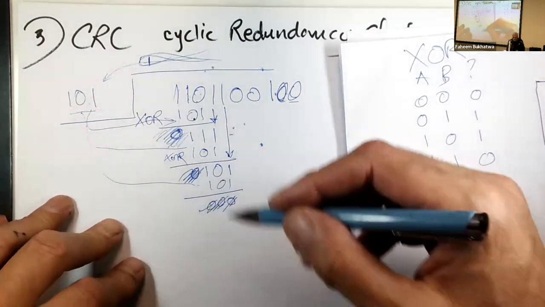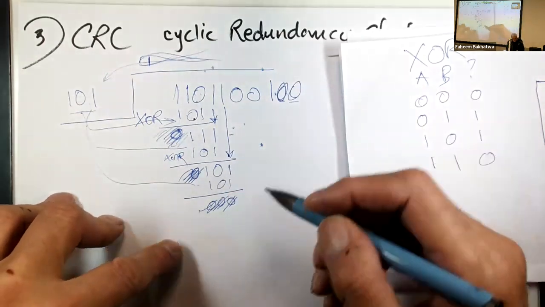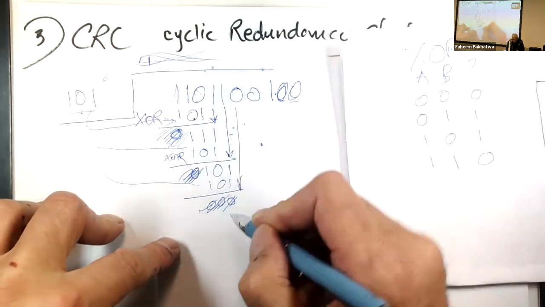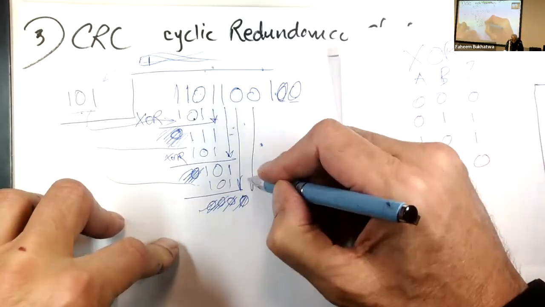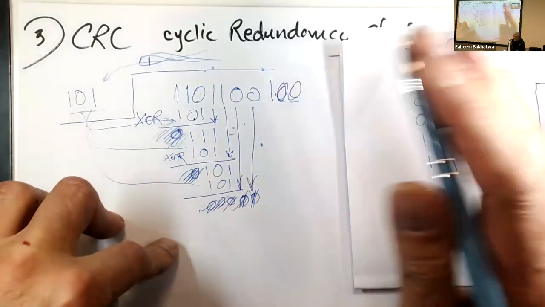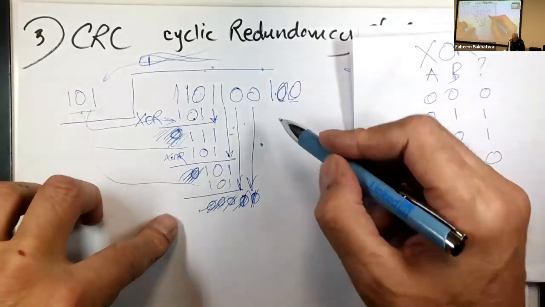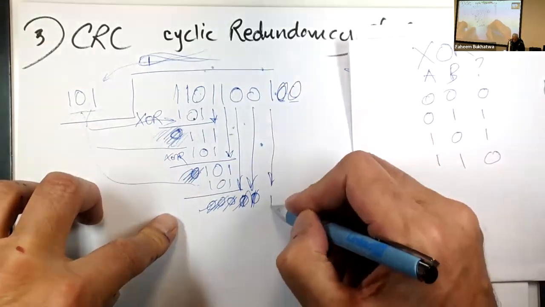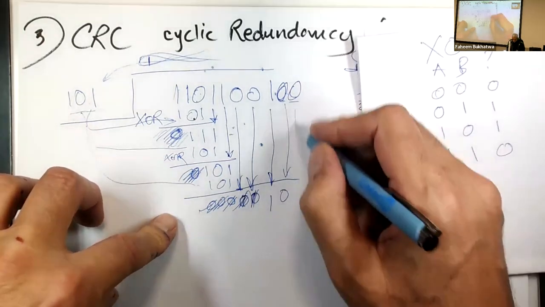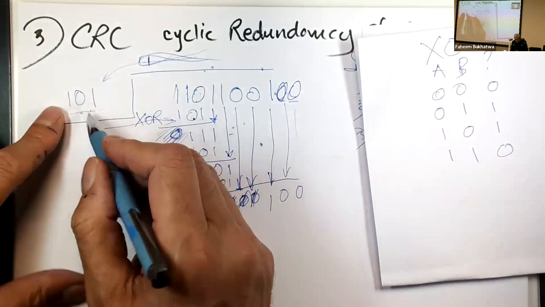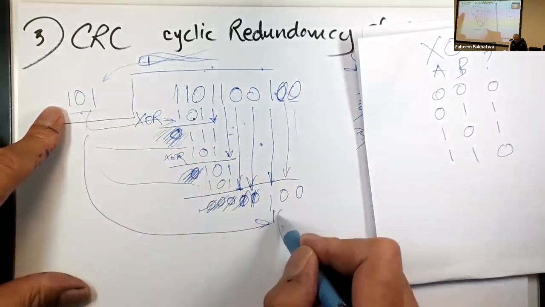Now, how many bits do we need to bring down? At least 3. So we bring this 0. The 0 is no good on the left. Bring the next one. 0. That's no good. Okay, so sometimes it happens. Now we bring the next bit. It's 1. The next bit is 0. And the next bit is 0. Whew. Now we bring down this again, 101.